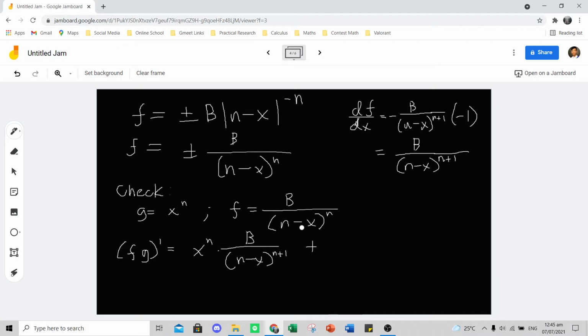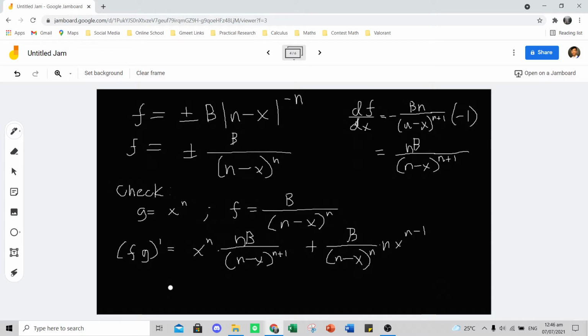And then we can add f. So we have b all over n minus x raised to n times g prime. Oh wait, this is times n. Yeah, this is times n. Sorry. And then we can multiply by n times x raised to n minus 1.